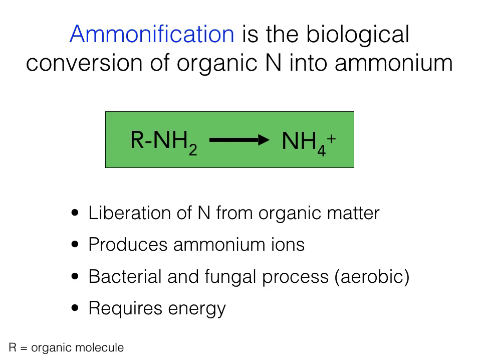So ammonification, as I mentioned, is fundamentally decomposition. It's the biological conversion of organic forms of nitrogen into ammonium, which is an inorganic form that's available for organisms to take up. So it produces ammonium ions. It's a bacterial and fungal process. It happens under aerobic conditions, in other words, where oxygen is present, and it requires energy. So these are heterotrophs that are involved in the decomposition process, converting organic nitrogen to inorganic forms.